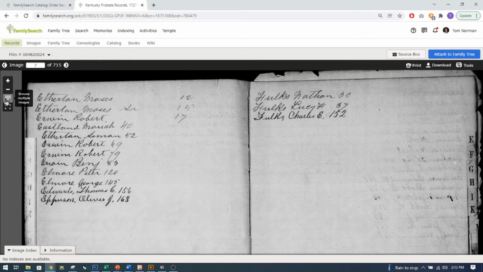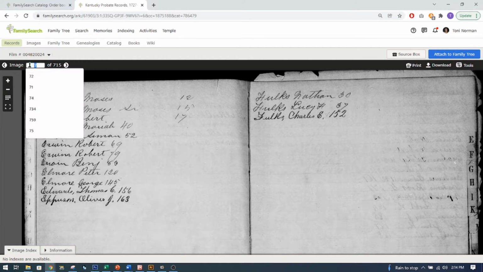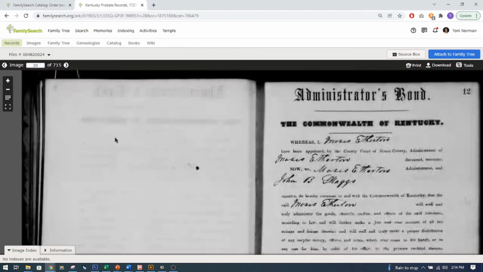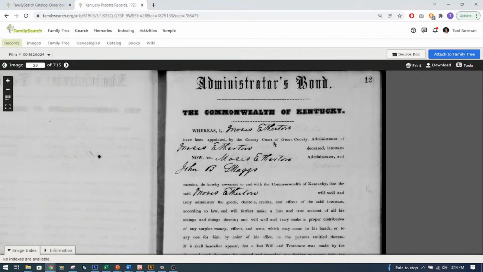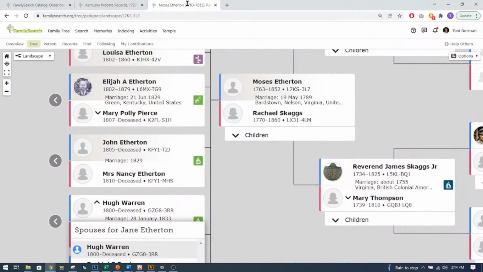So I'm going to start a little earlier than that. I'm going to go to image 29. Oh, I guess not. I'm going to start on Moses. I thought I had somebody else before him. This happens to be one of my relatives. I'm related to the Ethertons and the Skaggs. And I looked up Moses. And let me find him. I should have pulled this up beforehand. Let me bring it over here.